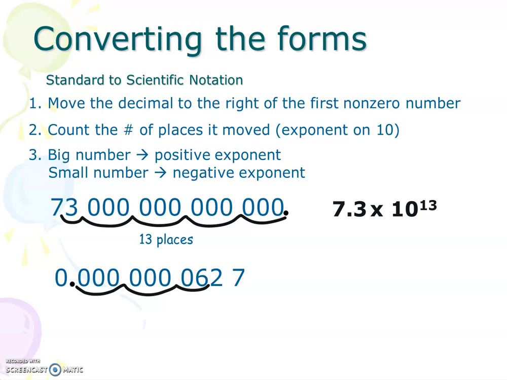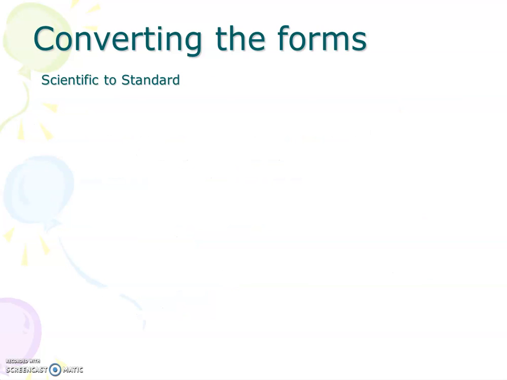So it's after the 6. And you're going to have 6.27. And then how many places did I move that decimal? 8. And it's a small number, so it's 10 to the negative 8. So always take a look, is it a big number or is it a small number?